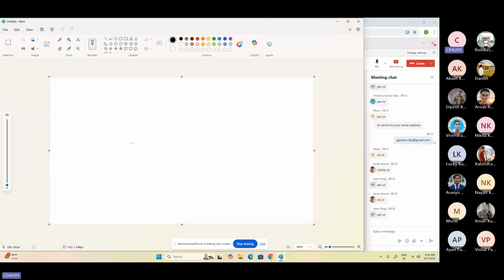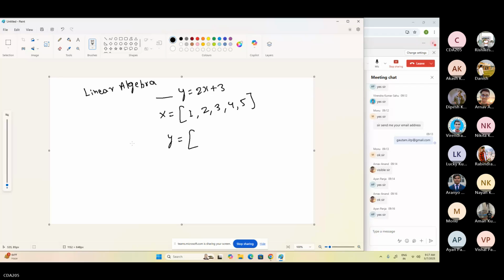We will start with the basics, then we can see the mathematics behind it. In linear algebra, if we have the equation y equals 2x plus 3, and the x values are 1, 2, 3, 4 and 5, we can easily calculate the value of y based on this equation. The values are 5, 7, 9, 11 and 30.